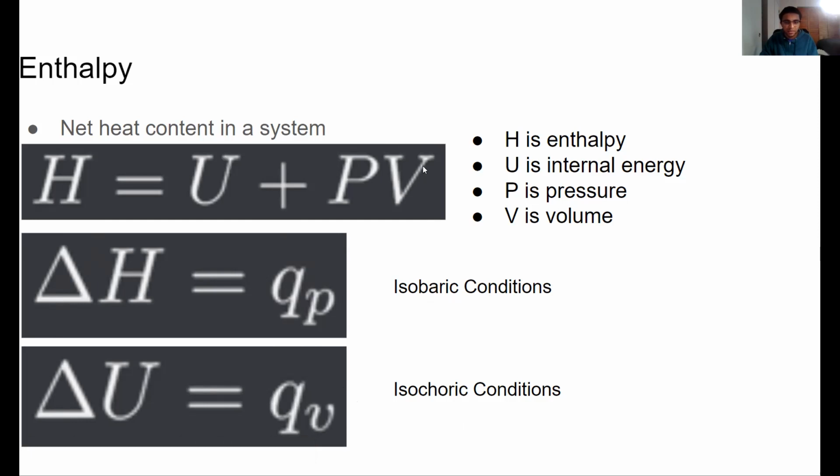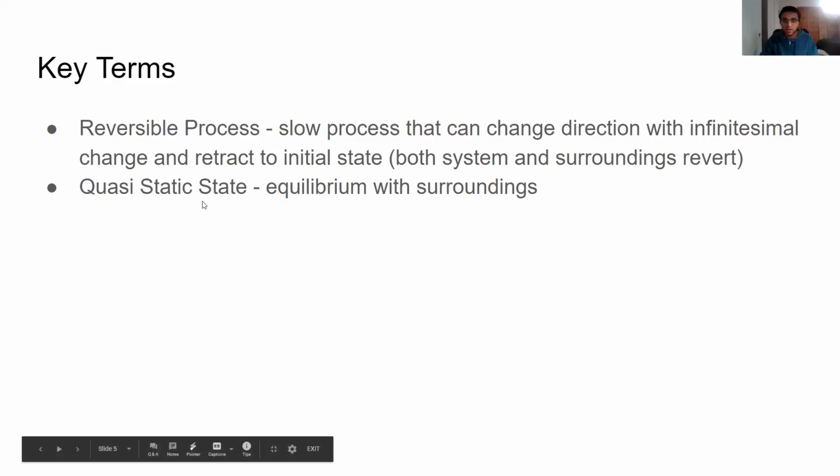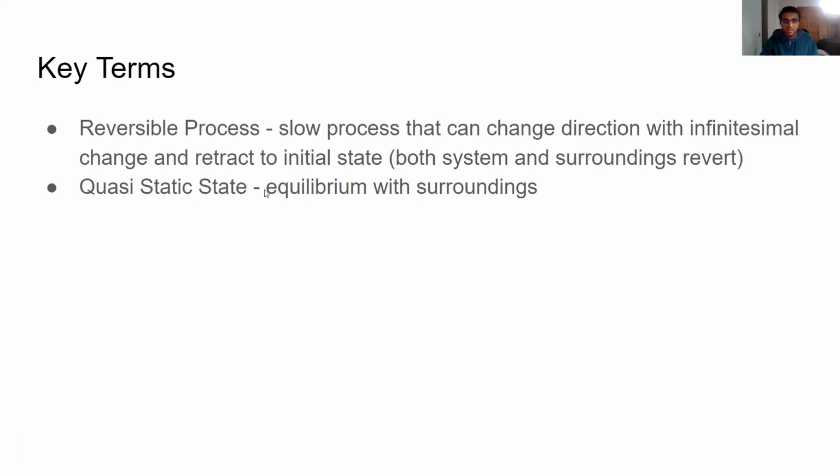If you have a negative enthalpy, then that's exothermic, and a positive enthalpy is endothermic. So we're going to elaborate a little bit on this. First we have some key terms. We have the idea of a reversible process, which is going so slowly that with infinitesimal change, you can actually retract it to its initial state. So both the system and surroundings revert. This is a completely theoretical process due to a concept called entropy, which we'll discuss a bit later. And there's also this idea of a quasi-static state, which is just a state in which the system is in equilibrium with the surroundings.